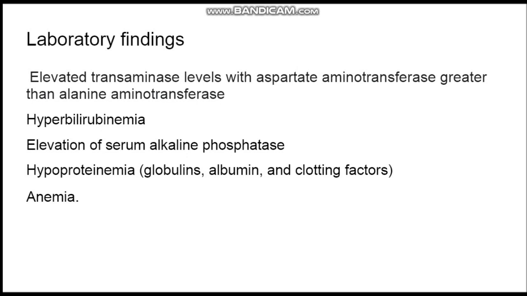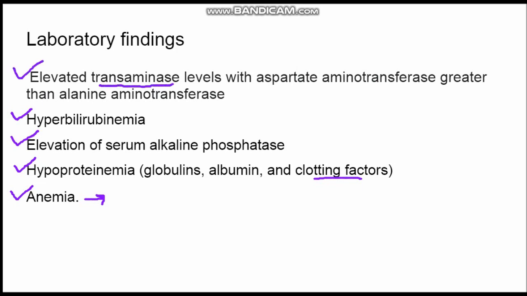Now going to the laboratory findings. Firstly, the patient will have anemia, which can be of macrocytic type. Then hypoproteinemia can be seen. Globulins can reduce, albumin can reduce, and there is reduction of the clotting factors, because these are all produced in the liver. Then there can be an increase in the bilirubin level. In enzymes, there can be elevation of alkaline phosphatase and elevation of the transaminase levels.